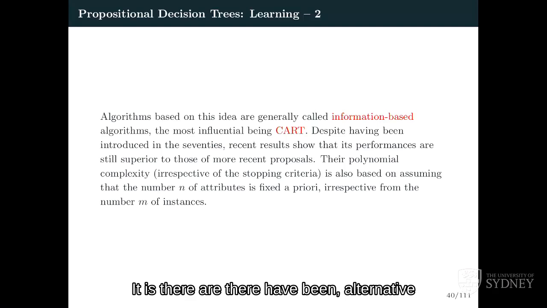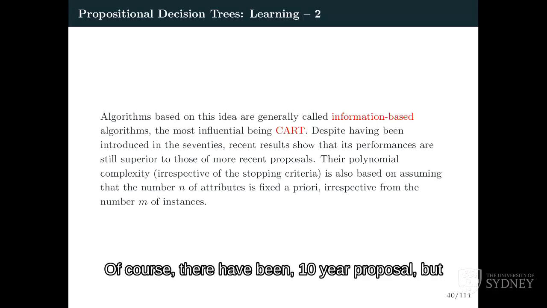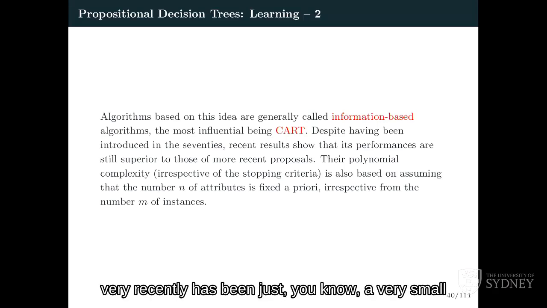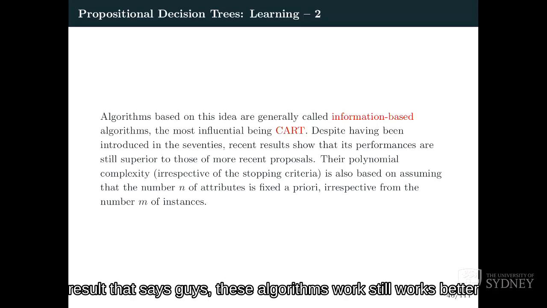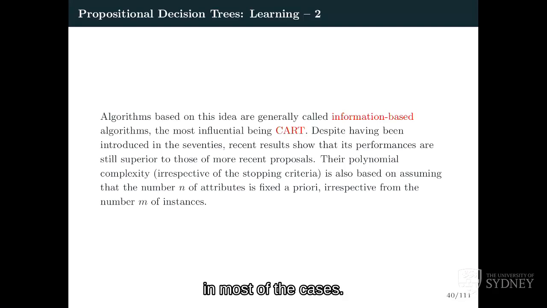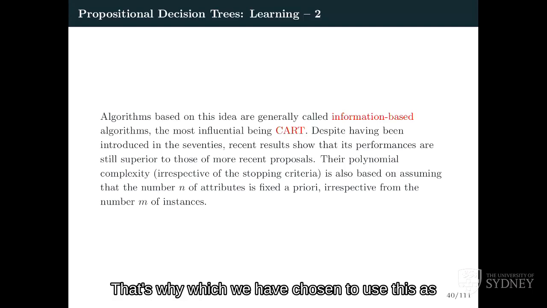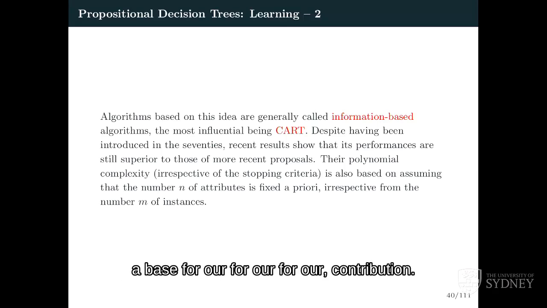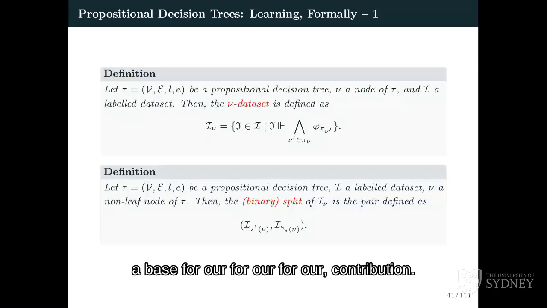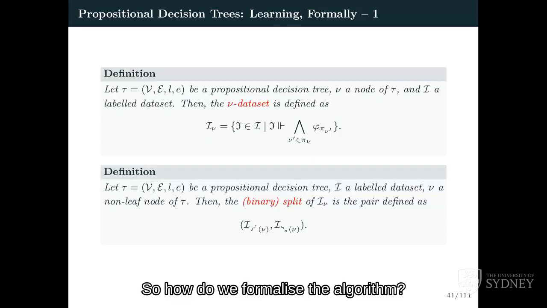There have been alternative proposals. Of course, in 30 years, 40 years, there have been alternative proposals. But very recently there has been a very small result that says, guys, this algorithm still works better in most of the cases, better than other approximations to the decision tree. That's why we've chosen to use this as a base for our contribution.